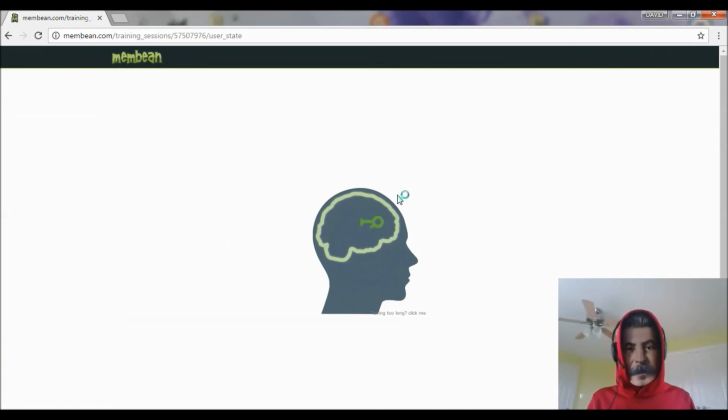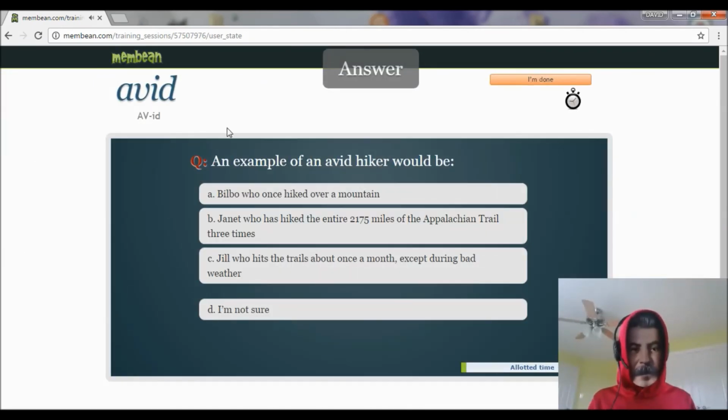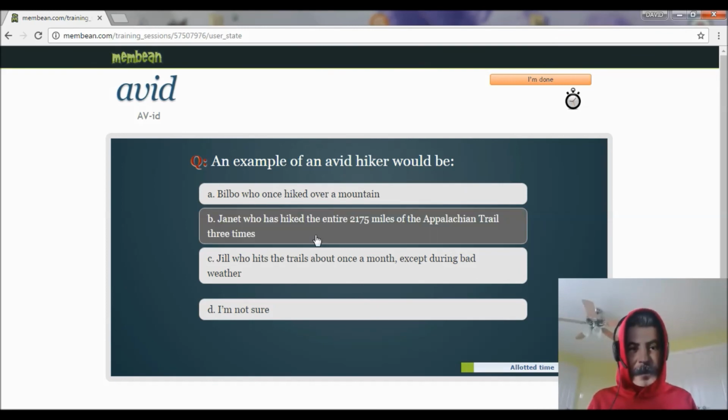To blank is to act as a go-between in an argument to help solve differences between two parties. To mediate. I'm sorry, Yoda, you messed me up. Who cares? I don't care. Avid. An example of an avid hiker.